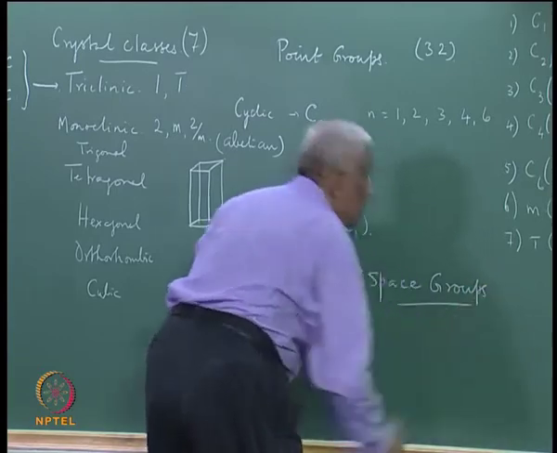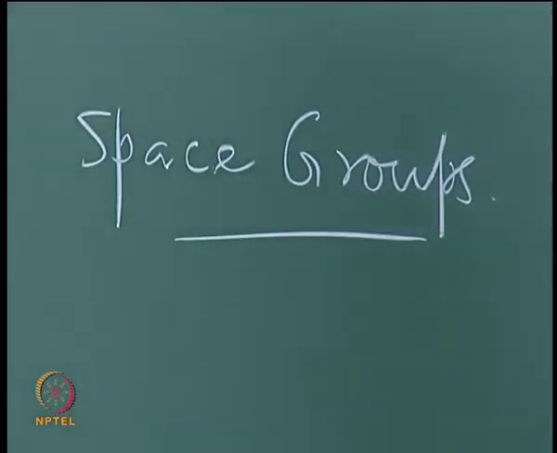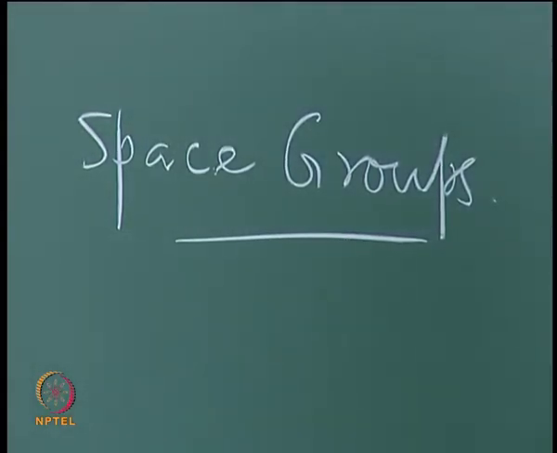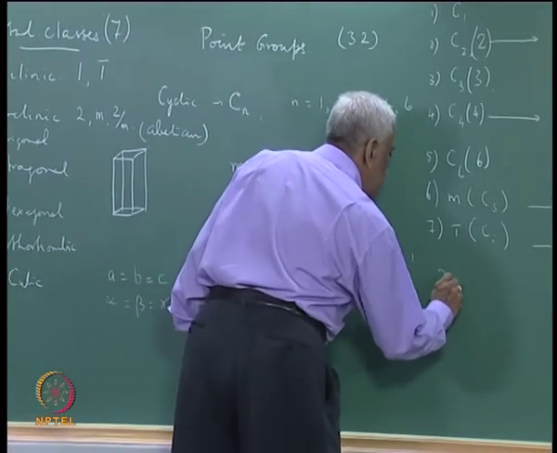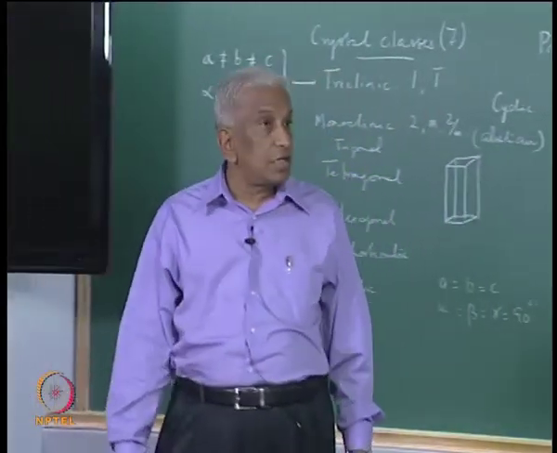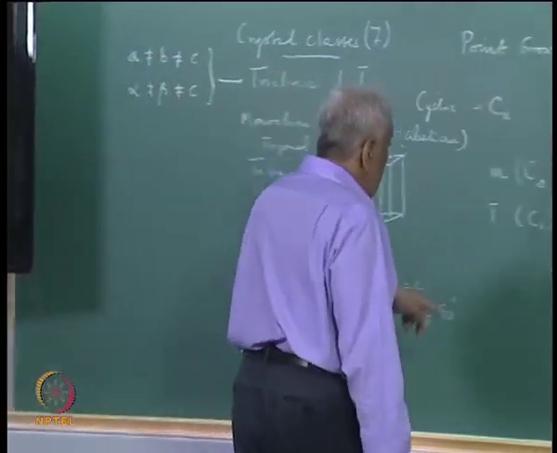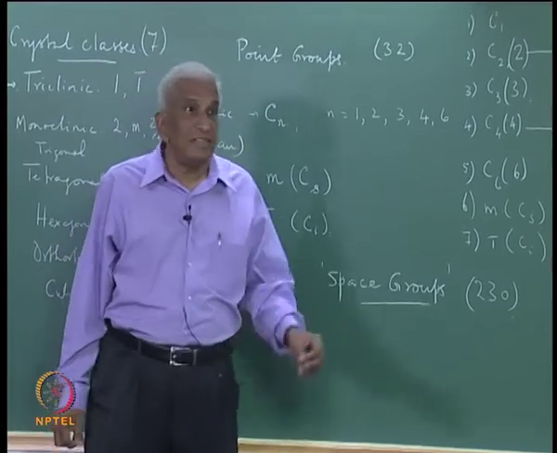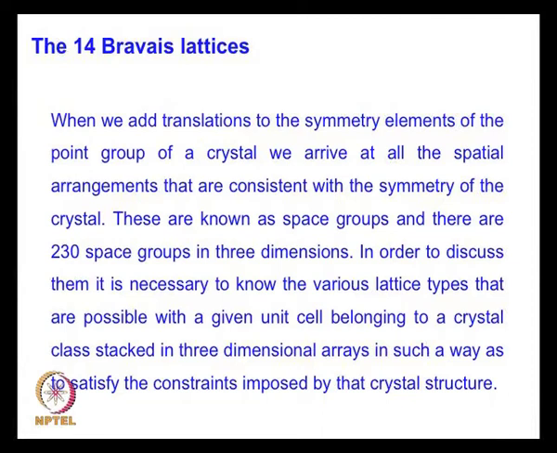So, the space groups are derived from the point groups by adding translational symmetry elements in 3 dimensions. There are 230 space groups in 3 dimensions. In order to discuss this, it is necessary to know the different types of lattices which are possible with a given unit cell belonging to a crystal class. So, let us look at this first.